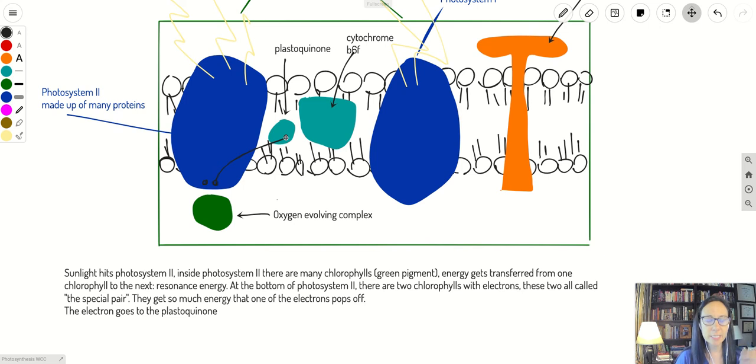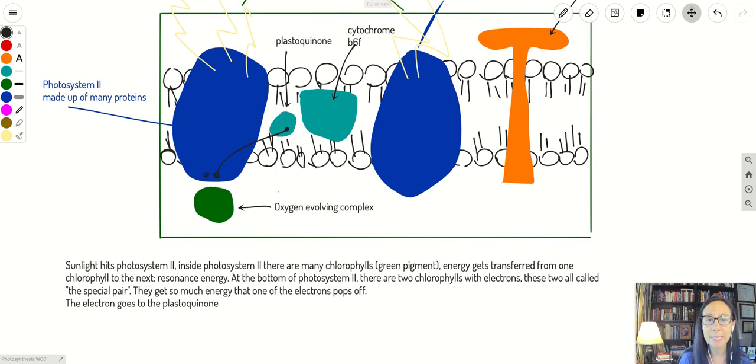Then that electron still has a lot of energy, and then it bounces to the cytochrome B6F. Okay, so then it goes here. And that's the job of the cytochrome B6F, is to take the electron. Okay, so then the electron bounces off that, and it goes to the photosystem 1. Okay? And then there is another protein up here. I forgot to draw it. I'm so sorry. And it's up here. And it's called ferredoxin.